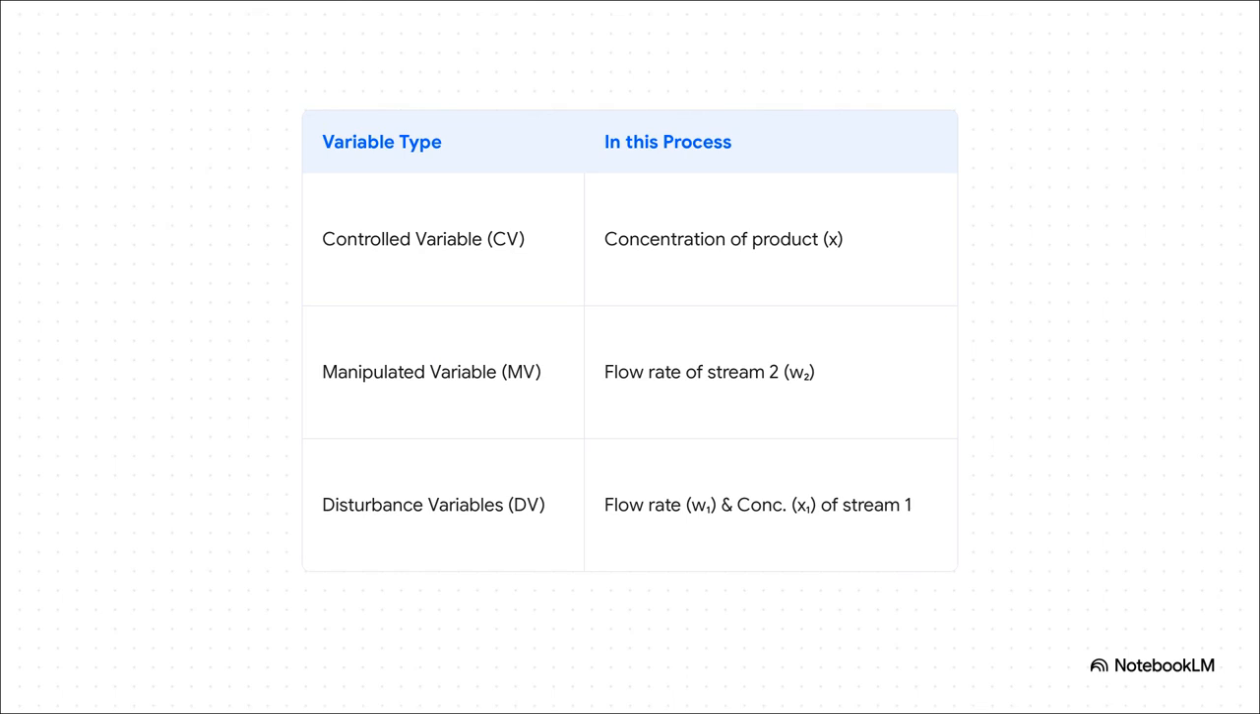Let's make this real with an industrial example. Imagine this blending process. Our goal, our controlled variable, is the final concentration of the product. Now, the tool we have to achieve that goal is the flow rate of one of the streams coming in. That's our manipulated variable. And the challenges, the disturbances, are the unpredictable changes in the other stream. And this is the key takeaway. You aren't controlling the concentration directly, you're controlling it by manipulating the flow.